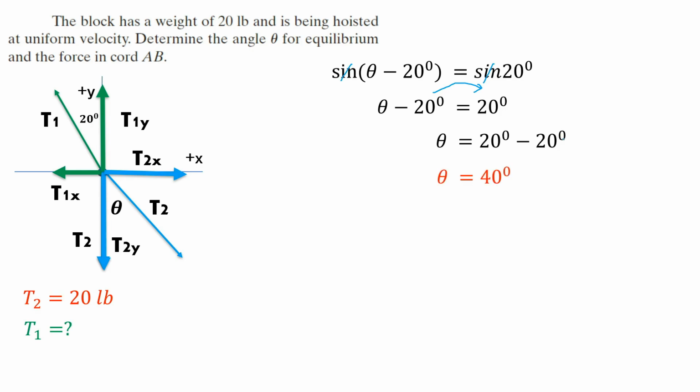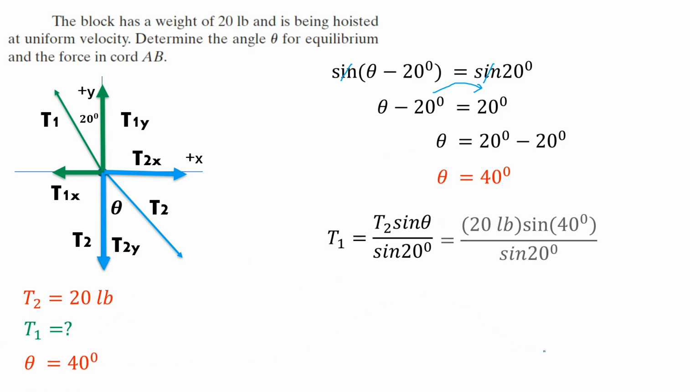Since we know theta is 40 degrees, let's use our previous formula, in which T1 is equal to T2 sine theta over sine 20 degrees. T2 is 20 pounds and theta is 40 degrees. Substituting, 20 pounds times sine 40 degrees divided by sine 20. So T1 now is 37.59 pounds. I hope this is clear in solving problems using a pulley system.